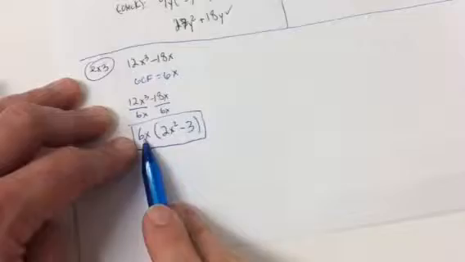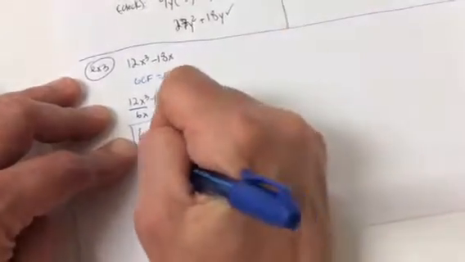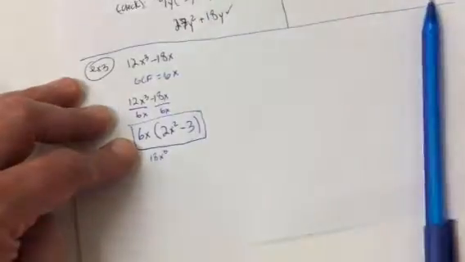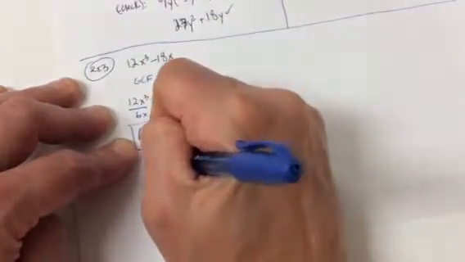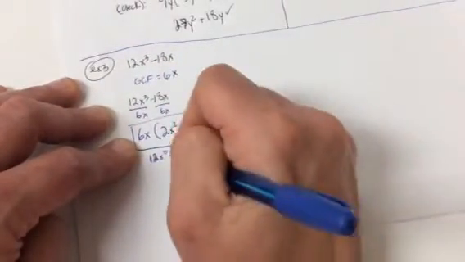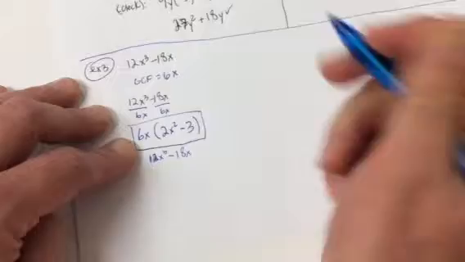Multiply it back out just to check. 6x times 2x squared is, I'm sorry, 6 times 2 is 12, so 12x cubed. There we go. And then minus 6x times 3 is 18x. And that's what we started with, so we got it right.